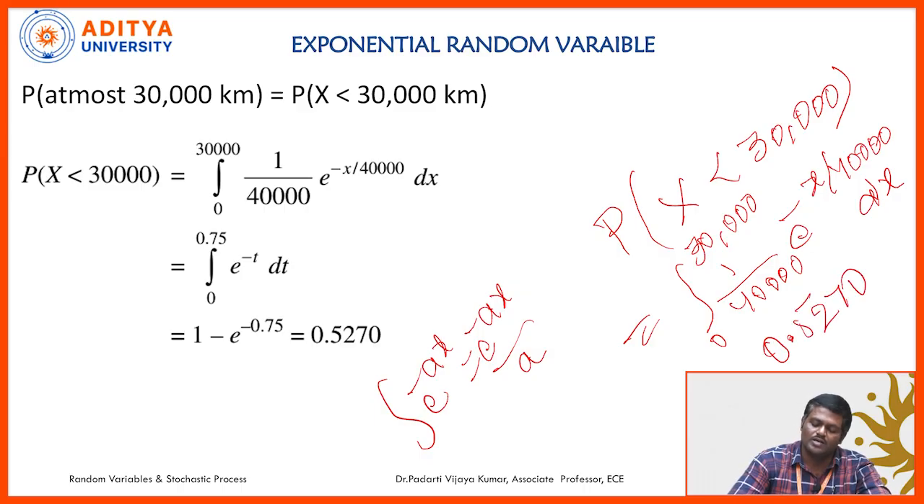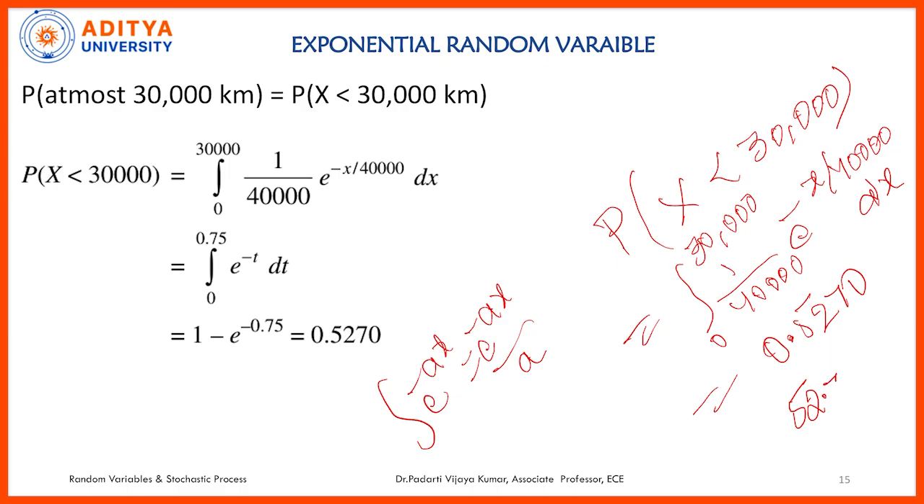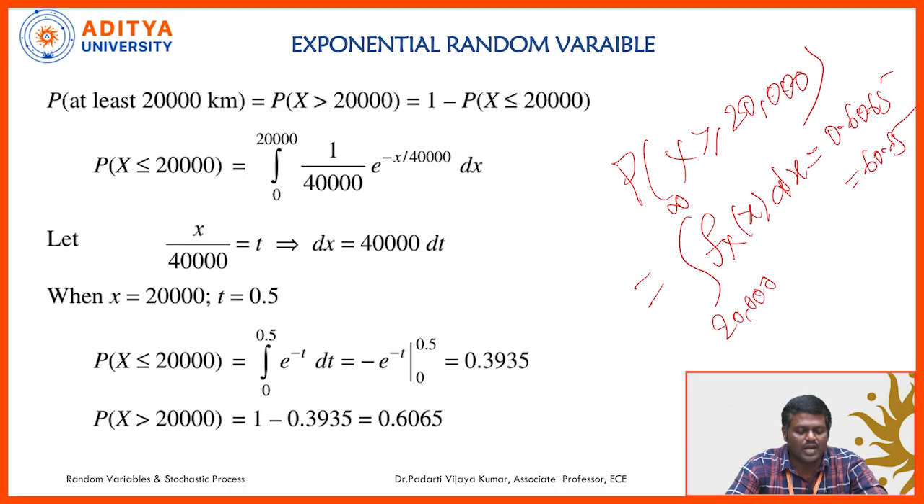That means there is a 52.7% chance for the tire to last up to 30,000 kilometers, whereas for the tire to last at least 20,000 kilometers, the chance is 60.65%. So, all these values depend on the average rate of the tire. The statistical data of the average rate of the tire decides all these probabilities.